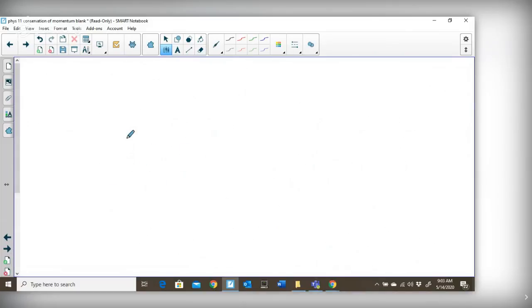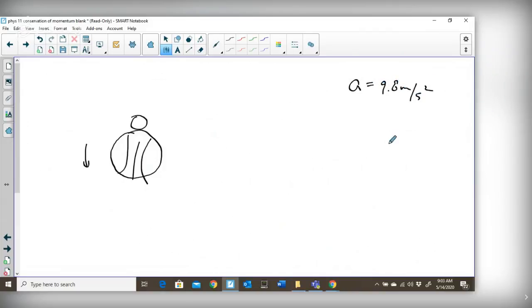We're going to take a look at a video, and in the video, what they do is they take a basketball and they have a tennis ball on top of it. And what they do is they drop it. And so we have the ball. Now, we know from kinematics and so on that everything accelerates due to gravity at 9.8 meters per second squared.